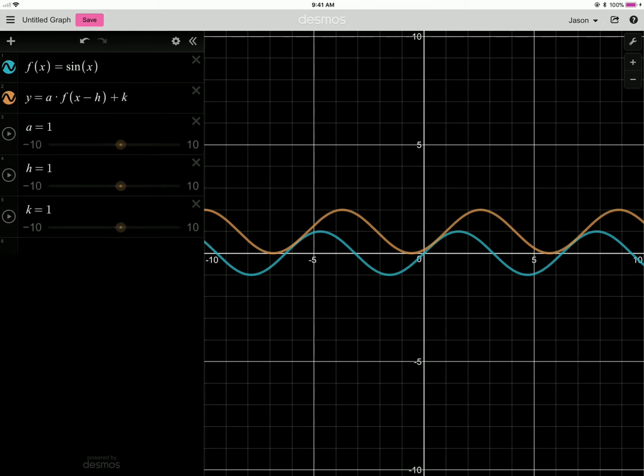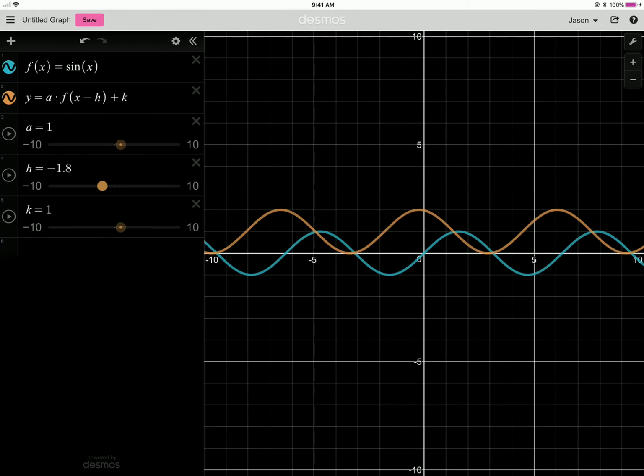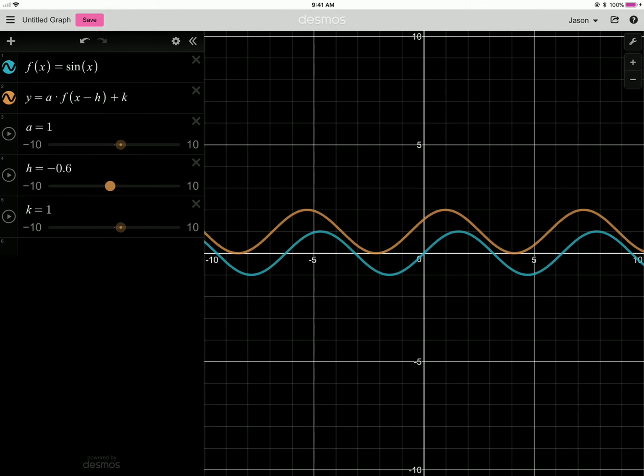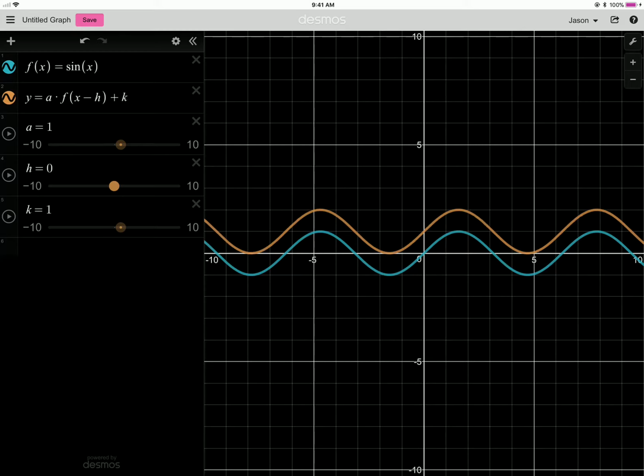I'm going to add a slider for all of them. Let's set them to our default values. A, because I'm multiplying the function by a, has a default value of 1, because multiplying by 1 doesn't change anything. I'm subtracting h, so if I subtract 0, nothing changes, so my default value for h is 0. For k, I'm adding k, so my default value for k is also 0. So now you can see that the translated function matches our parent function.